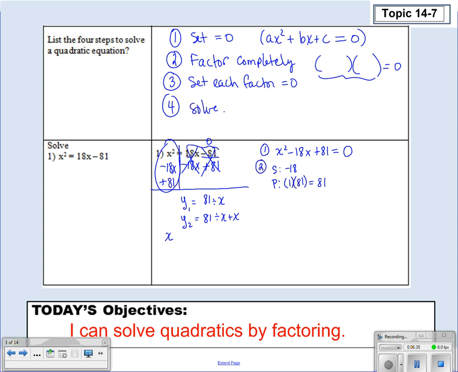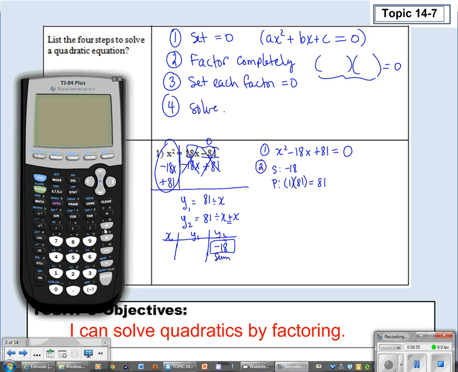The goal is we'll get our 3 columns, and in our 3 columns, we're going to look for the sum in the y2 column because that is the one that's adding. So we need to find negative 18 in the y2 column. Let's get our calculators. So with our calculators, we'll hit the y equals, and y1, we'll do 81 divided by x, and y2, do the exact same thing, 81 divided by x plus x.